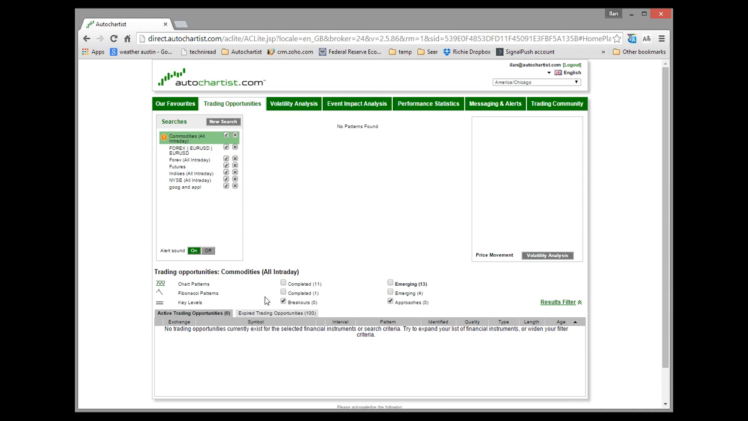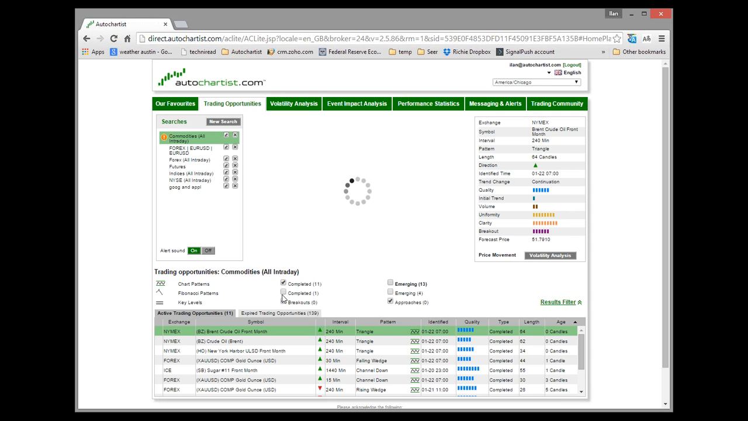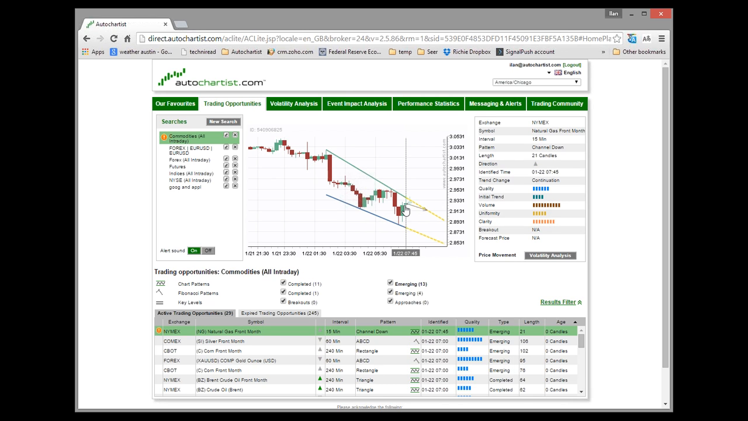So let's have a look at commodities. Looks like there are some new patterns on commodities that have been found. Oh, some emerging patterns over here. Something new on natural gas. Big surprise. Okay, so natural gas looks like it's trending downwards. Although we have a little upward arrow going up, you can see it's an emerging pattern. It's still trading within its range.